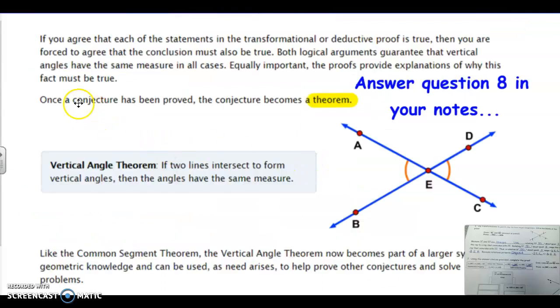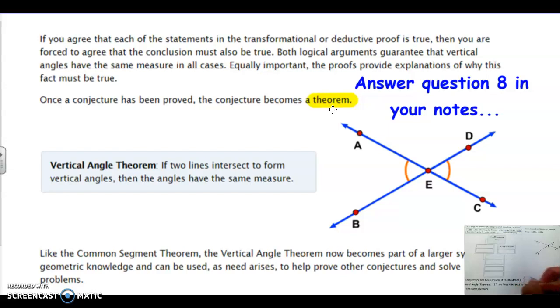All right, so when you have a conjecture and you've proven it, now that conjecture becomes a theorem. So in your notes, you're going to fill in for number 8, theorem. Okay, so theorems are proven conjectures. So you have this conjecture that you made using inductive reasoning, and now you've proven it using postulates and definitions and properties and other theorems that you've proven. So here's our vertical angle theorem: if two lines intersect to form vertical angles, the angles have the same measure. And we've proven that, so now we can use it in other proofs.